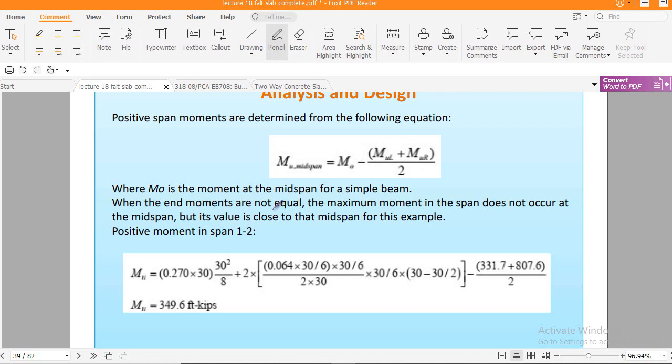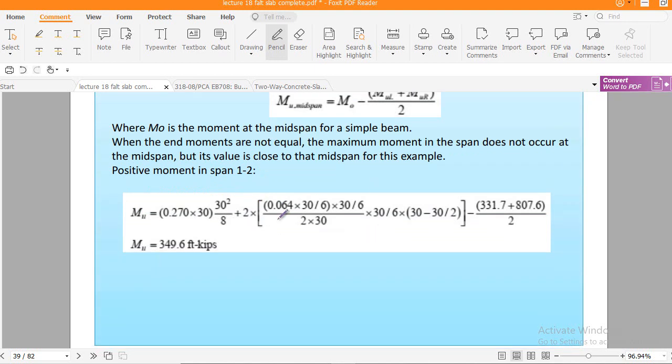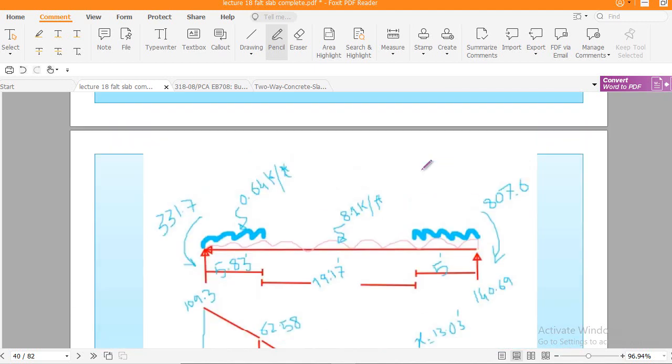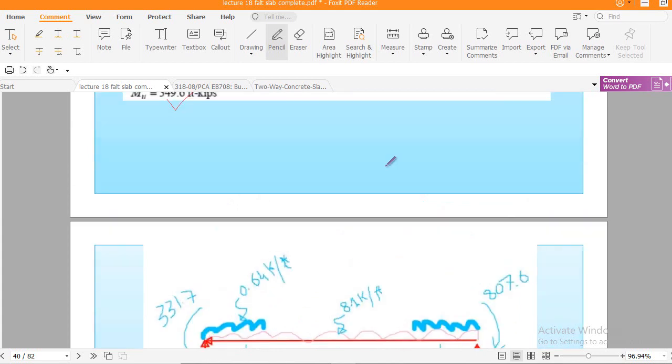When the end moments are not equal, the maximum moment in the span does not occur at mid span, but its value is close to the mid span value. For this example, the positive moment in span 1-2, here they calculate 349.6 by using this equation, right? And here is the diagram to understand this equation.